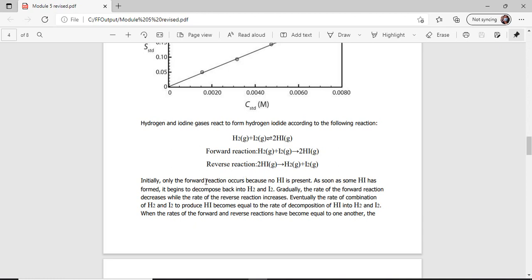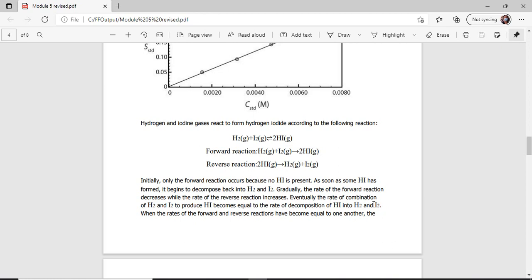Initially, only the forward reaction occurs, of course, because no HI is present. As soon as some HI has formed, it begins to decompose back into H2 and I2 gradually. The rate of the forward reaction decreases while the rate of the reverse reaction increases. Eventually, the rate for the combination of your hydrogen and iodine to produce your HI becomes equal to the rate of decomposition of your HI into hydrogen and iodine.